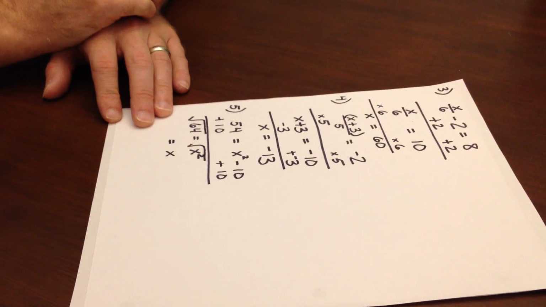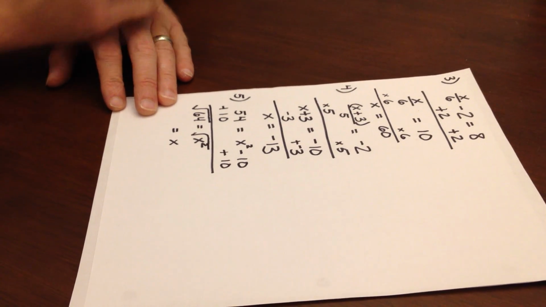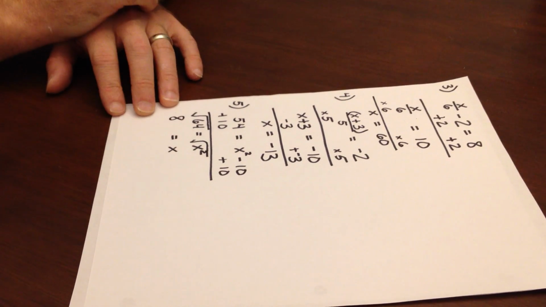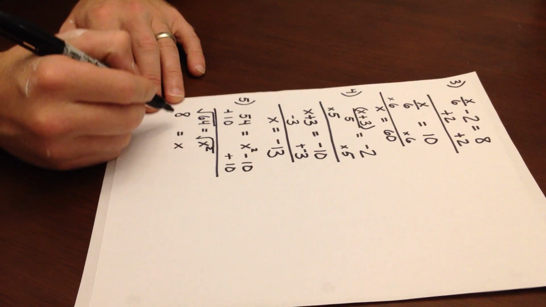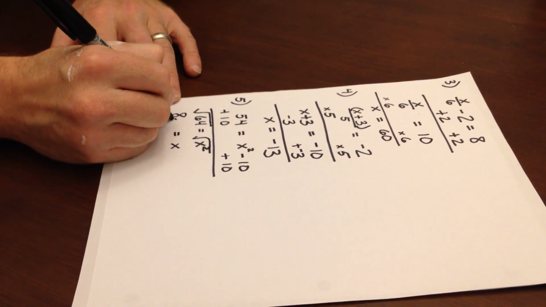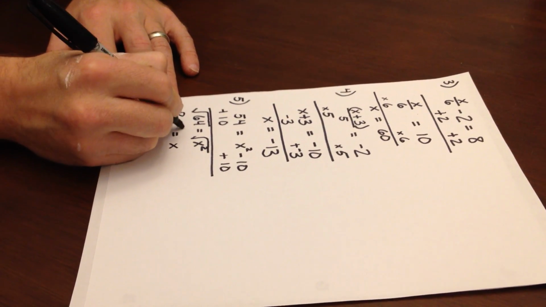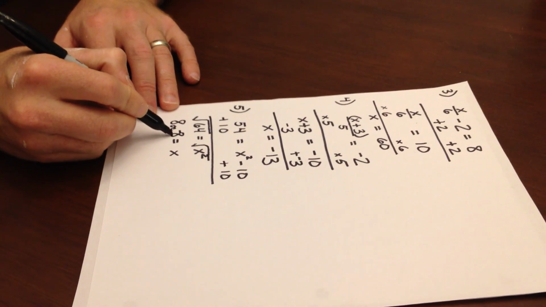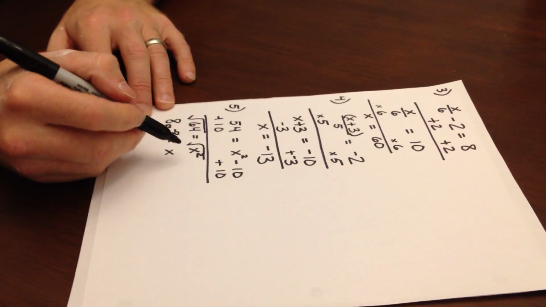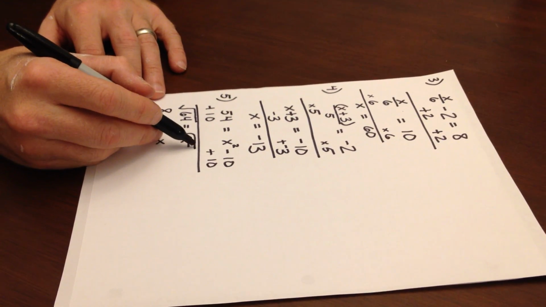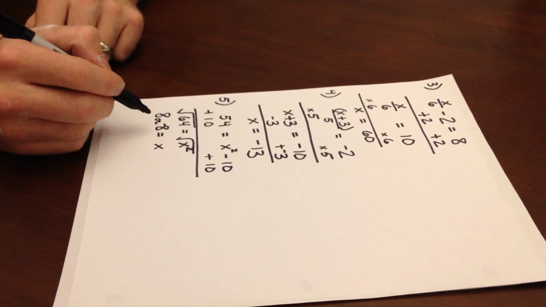Now here's the tricky part. What is the square root of 64? Most people would say the answer is 8, and that would be half right. What other number times itself equals 64? We would say 8 or negative 8, because negative 8 times negative 8 also equals 64. So in the case where we have a squared number, we're always going to get two answers.